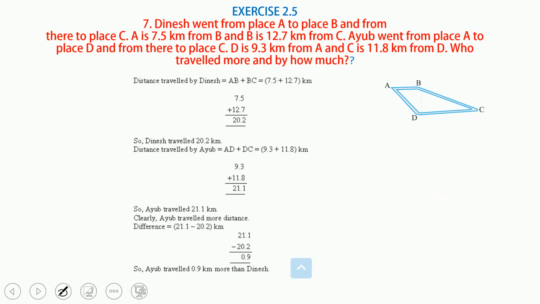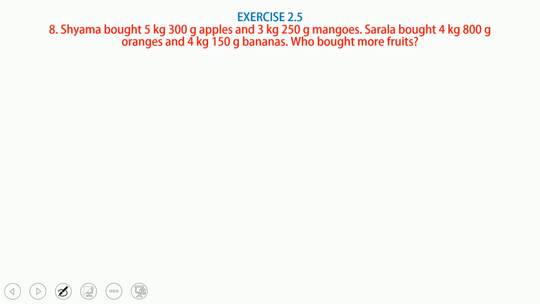So the answer is like this. Understand? The final answer you have to write like this: Ayub traveled 0.9 kilometer more than Dinesh. These are the steps. Diagram also you make. Okay, fine. We can proceed. So here the next, look here.